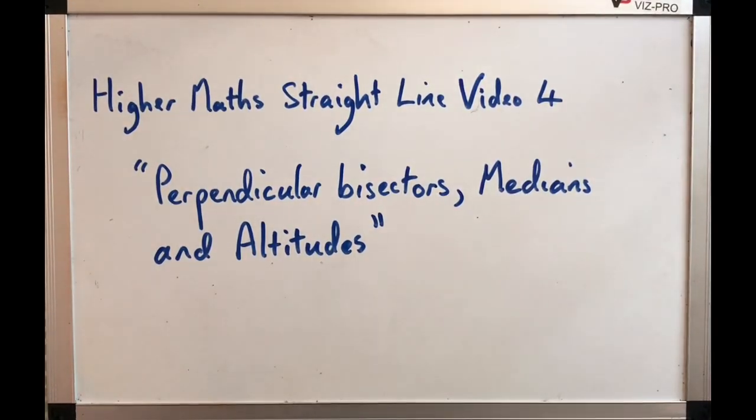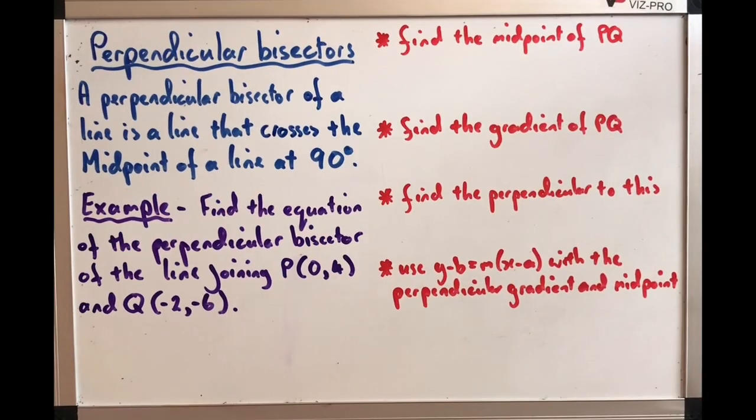In this fourth higher maths straight line video, we're going to have a look at three special lines: perpendicular bisectors, medians, and altitudes. Okay, looking at the perpendicular bisector first of all. A perpendicular bisector of a line is a line that crosses the midpoint of a line at 90 degrees. For example, find the equation of the perpendicular bisector of the line joining P(0, 4) and Q(-2, -6).